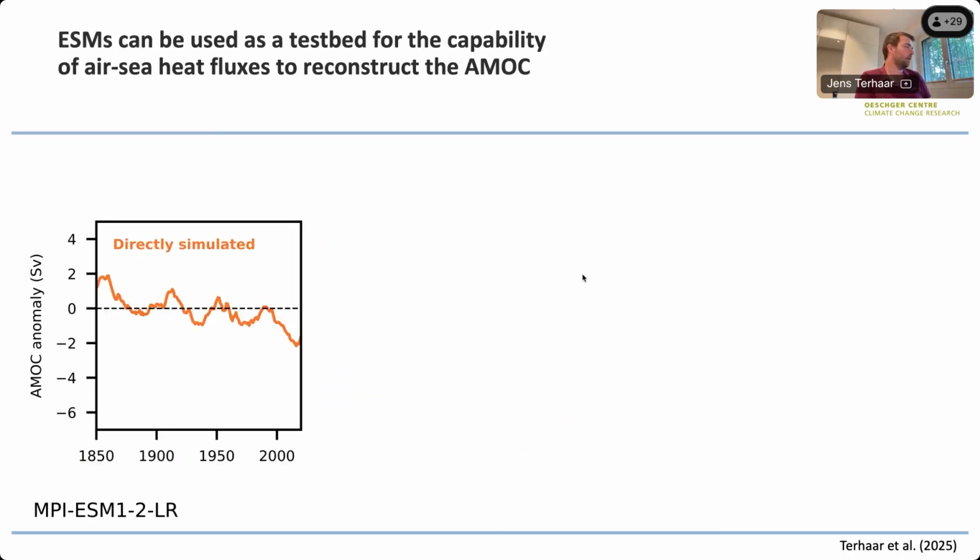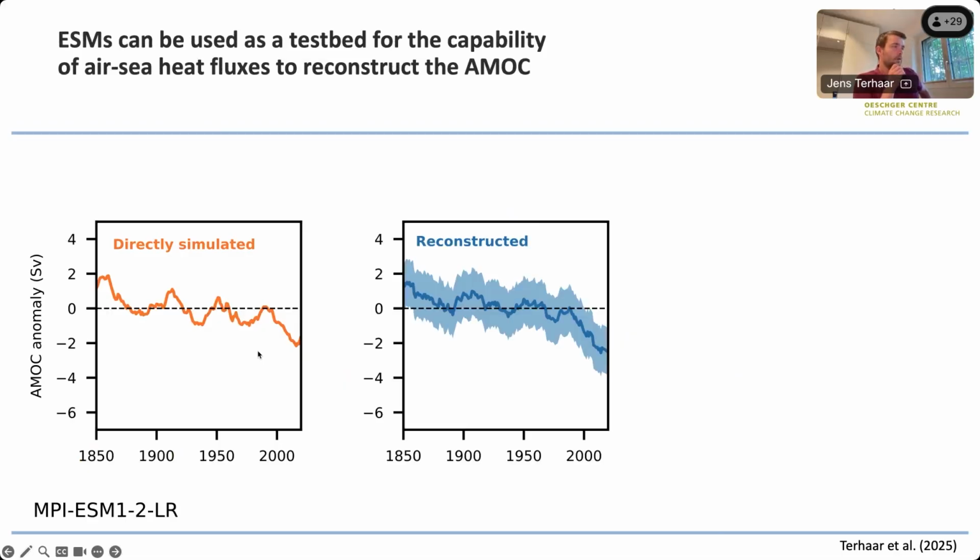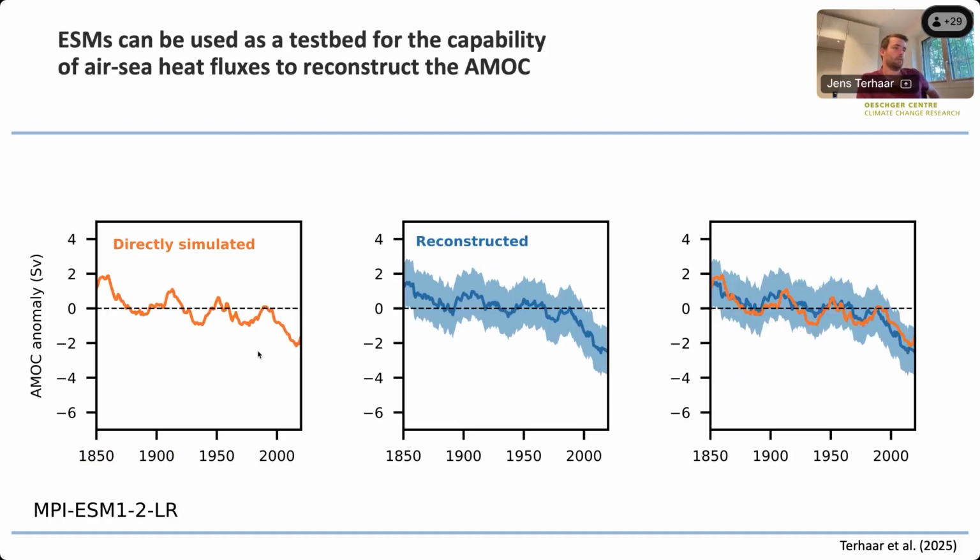And what we find here, for the MPI ESM, we have the directly simulated AMOC, and this is the reconstructed AMOC based on the air sea heat fluxes in the model and the relationship that we found. And then if you plot them one on top of each other, you see that the reconstruction works very well. It's with the uncertainty bars.